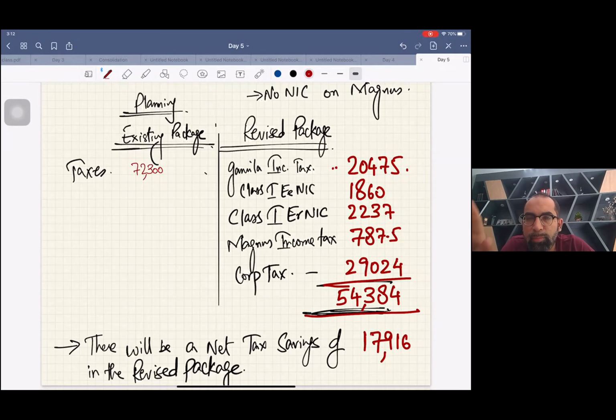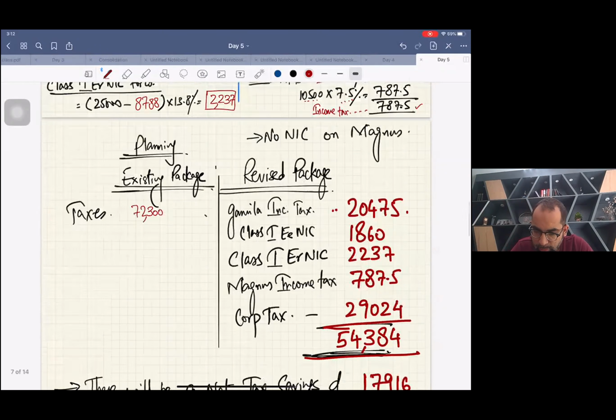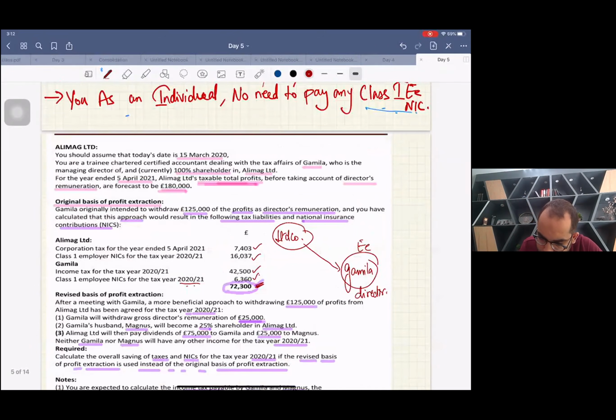Why did we reduce? Wait. Because salary and Class 1 employer NIC are allowed expenses for the employer. The company is the employer, my dear students. And the second reason: in the question it was written that the 180,000 is before taking into account directors' remuneration. So this profit of 180,000 was before deducting anything. Now we are doing the final working, so obviously we need to deduct allowed expenses from that.